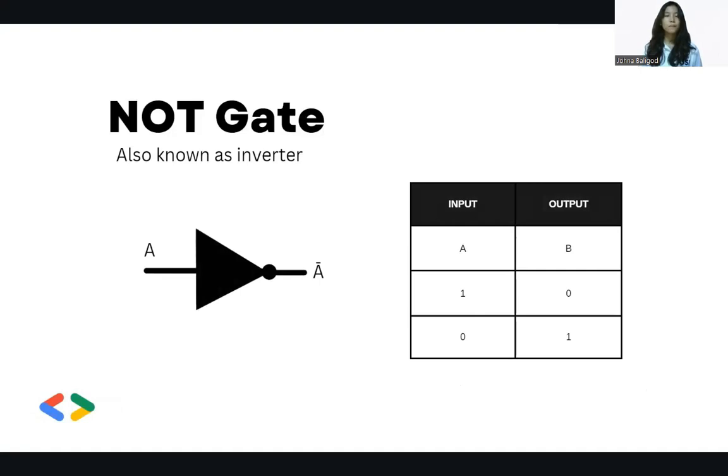So the next gate, we have the NOT gate. The NOT gate is also known as an inverter. As you can see on its symbol, it is basically an arrow, shaped like a triangle, and it has a small circle on the head of its shape. So a NOT gate inverts its input. If the input is 1, the output is 0. If the input is 0, the output is 1. So that is our NOT gate.